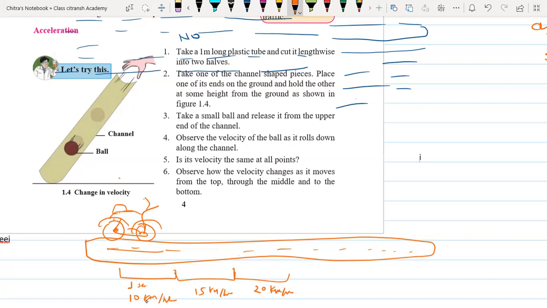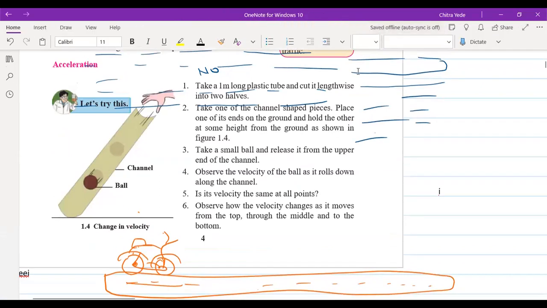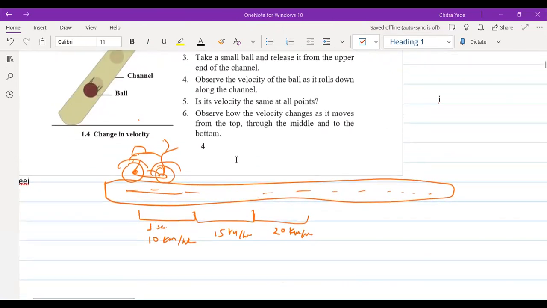So the rate at which velocity is going to change is nothing but acceleration. Understood? The rate at which velocity changes is called acceleration. Understood? Yes, sir. Okay, so the rate of change in velocity is called acceleration.